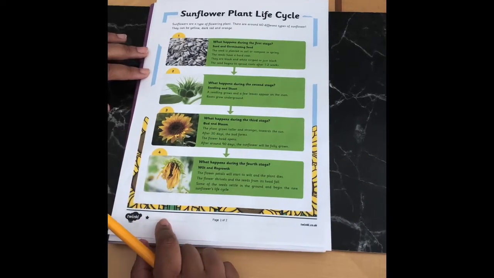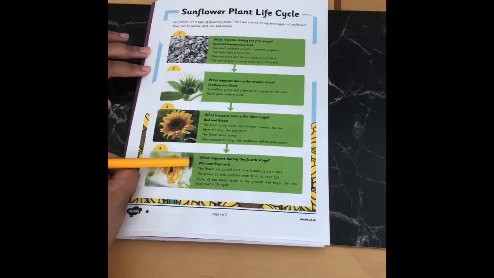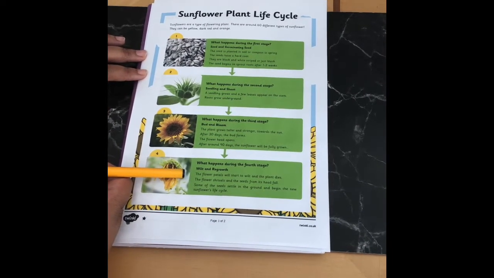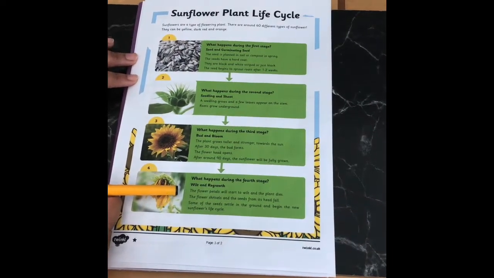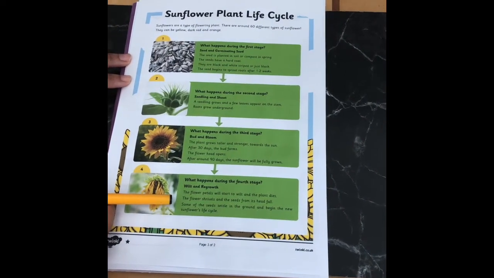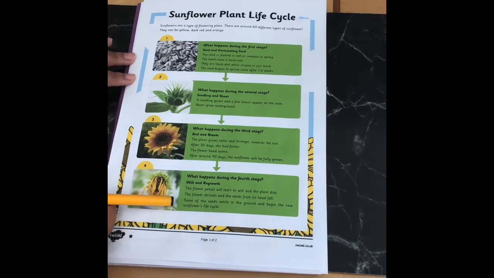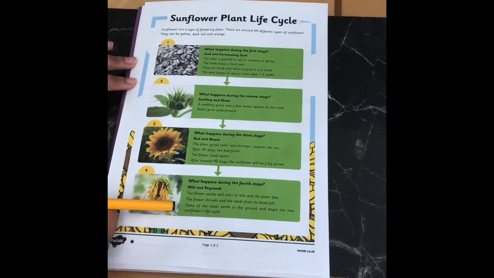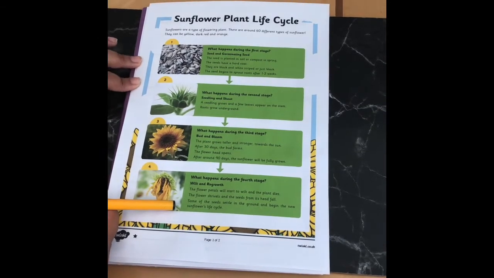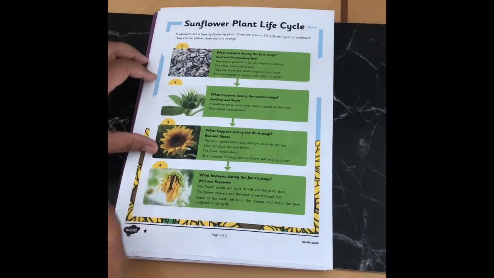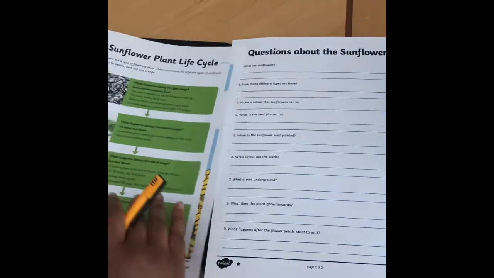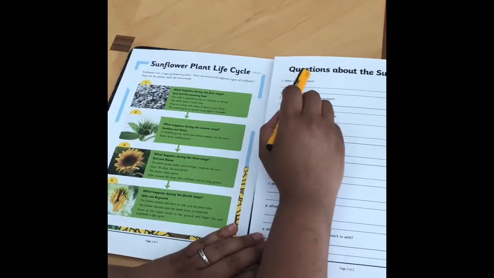What happens during the fourth stage? Wilt and regrowth. The flower petals will start to wilt and the plant dies. The flower shrivels and the seeds from its head fall. Some of the seeds settle on the ground and begin a new sunflower life cycle. So now we've read through all of our text completely. The next part of our job is we need to read the question.